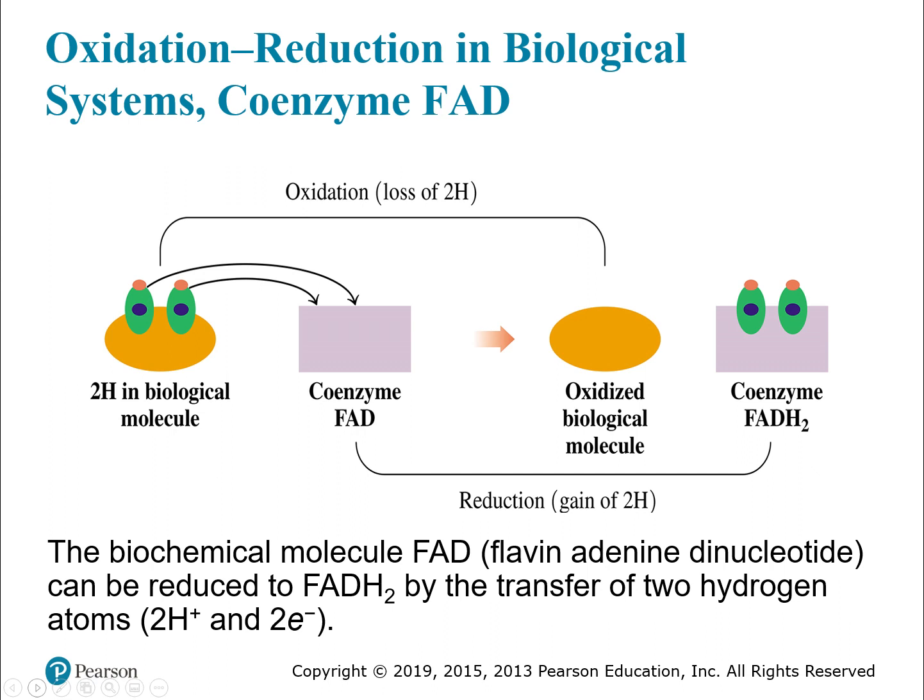FAD, which stands for flavin adenine dinucleotide, can be reduced to form FADH2 by the transfer of 2 hydrogen atoms. And we're talking about the proton and the electron. So we're transferring a couple of electrons to FAD and reducing it. That can be reversed too. FADH2 can give up 2 hydrogens and be oxidized. So this is a very handy biological molecule that can do some really interesting chemistry. Lots of enzymes in the body use it. Very, very important.